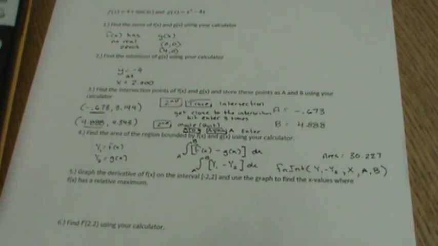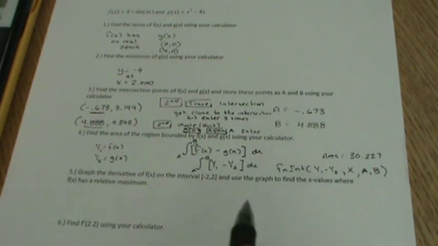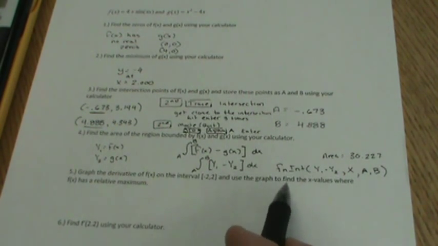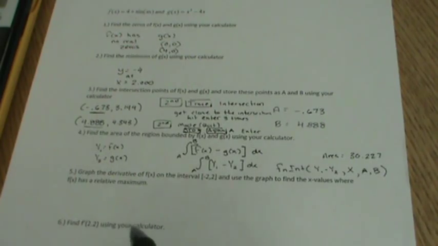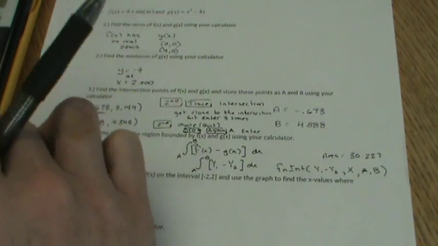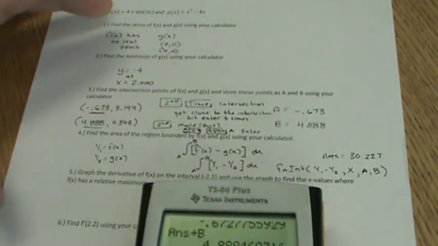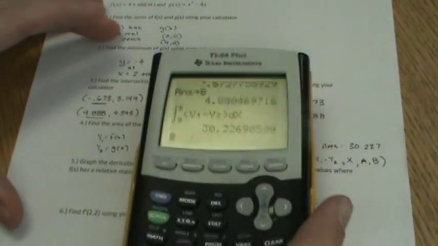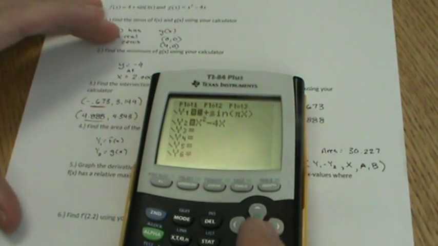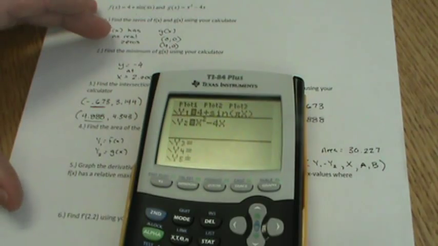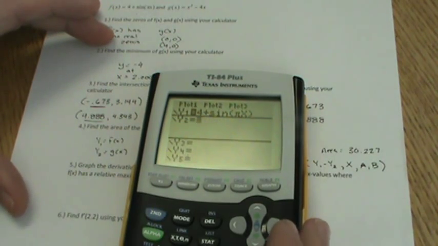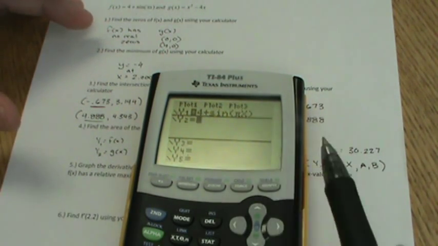Now let's go down to number 5. For number 5, we are going to graph the derivative of f of x on the interval of -2 to 2, and use the graph to find the x values where f of x has a relative maximum. All right, so what I'm going to do, we don't even need g of x anymore. So I'm going to go to my y equals. I'm going to get rid of g of x by clearing that out. I'm going to keep y1.